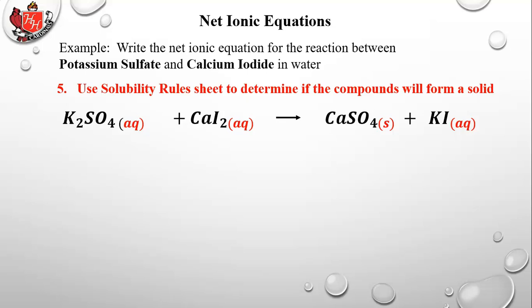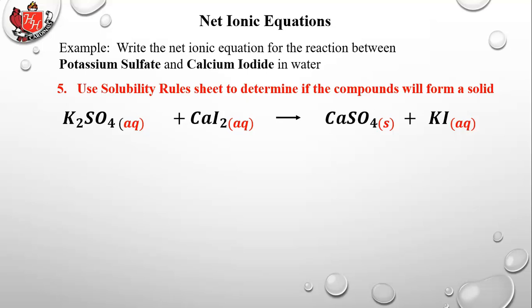So if we look at the first compound there, K2SO4, potassium dissolves with anything, no matter what. So that will be aqueous. Aqueous means it's going to be dissolved in water. It's not going to come together as a solid. Calcium iodide. Iodine dissolves with anything except 3 elements, but calcium is not one of those 3, so calcium iodide will dissolve. So it becomes aqueous.